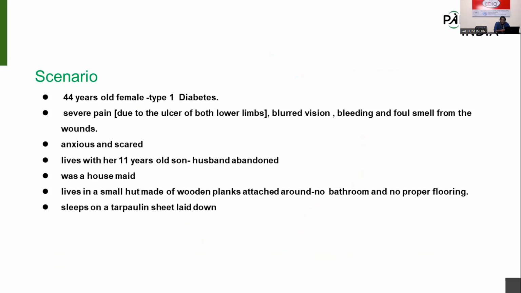Let's discuss this one. Here, a 44-year-old female has type 1 diabetes. She has severe pain due to ulcers of both lower limbs, and she has blurred vision. She has bleeding and a foul smell from the wounds, and she is anxious and scared. She lives with her 11-year-old son, and her husband abandoned her. She was a housemaid, which means now she is not able to do any job.